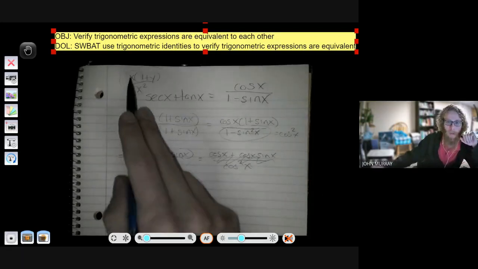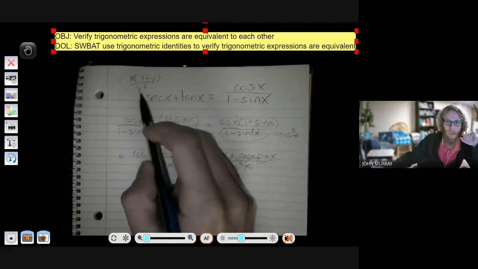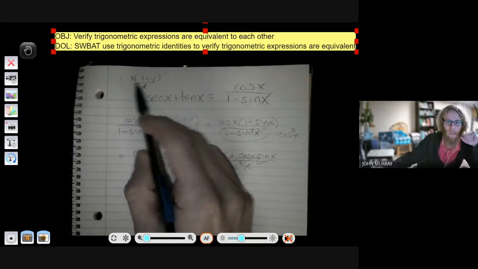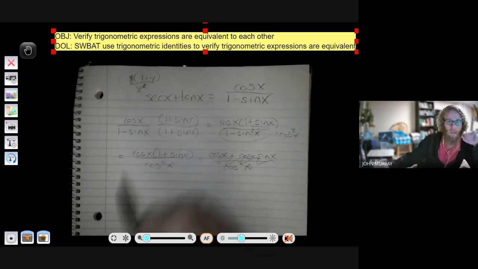But here, if I can eliminate one of these x's with this x, right?